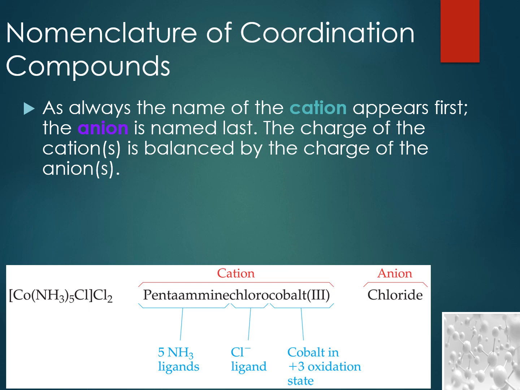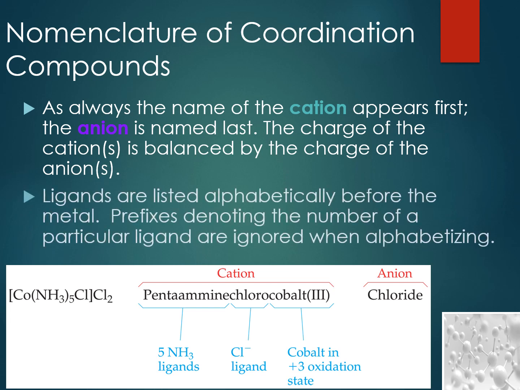Order of naming the ions. The name of the positive ion, that means the cation, whether simple or complex, is written first, and then the name of the negative anion is written. The name of the complex ion is written first, and then the name of the simple anion. The name of the complex species starts with a small letter, and the full name of the species is written as one word without any gap. In this example, the cation is pentaamminechlorocobalt(III), and the anion is chloride.